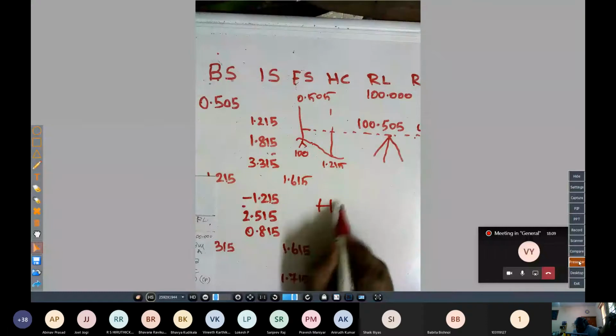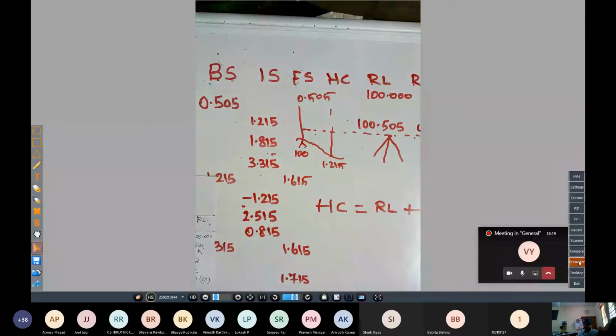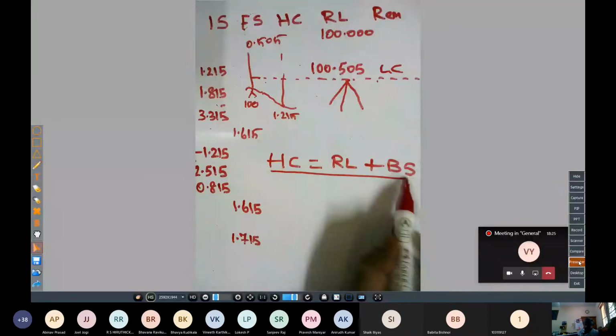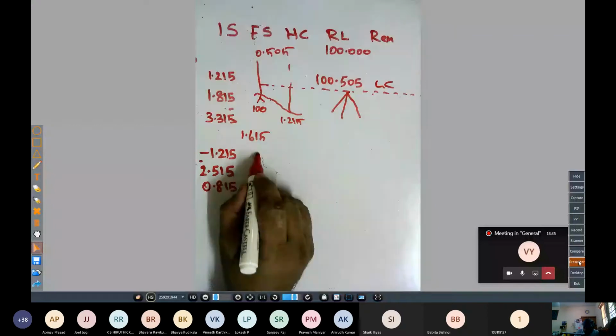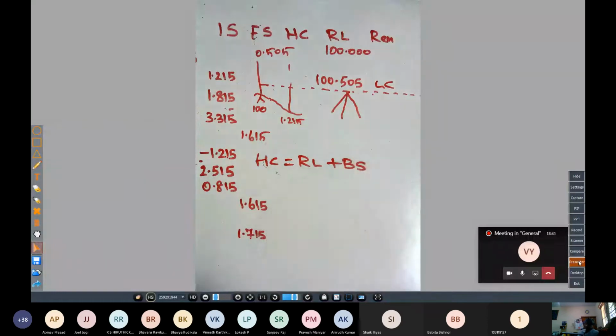So the formula is: height of collimation is equal to RL plus BS. Get it? And write it again. Height of collimation equals RL plus BS. Okay. Did you get it?